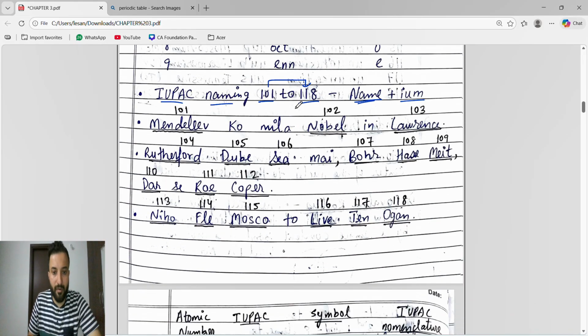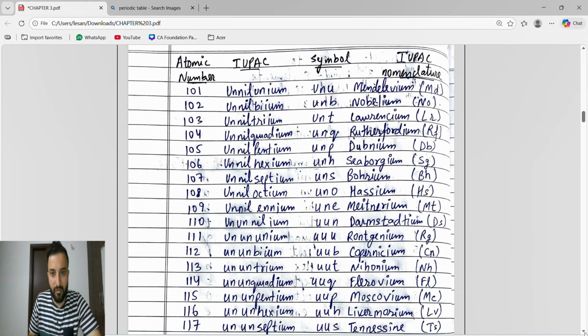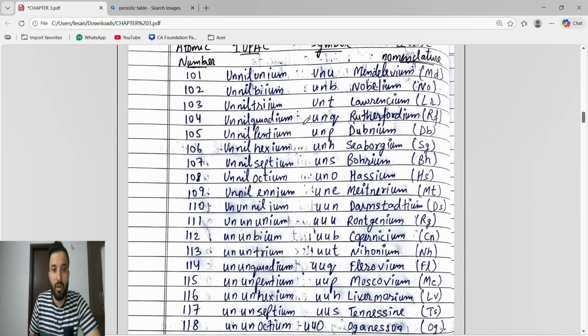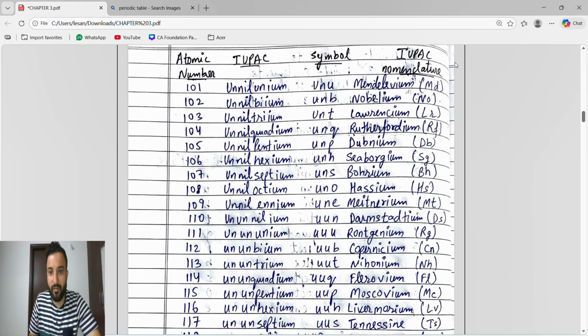This is a trick I will tell you, guys. But before that, first observe here. This is the atomic number. This is the IUPAC name. Based upon the atomic number, we will write the name and then its symbol. And the most important thing is this IUPAC nomenclature, the real name.